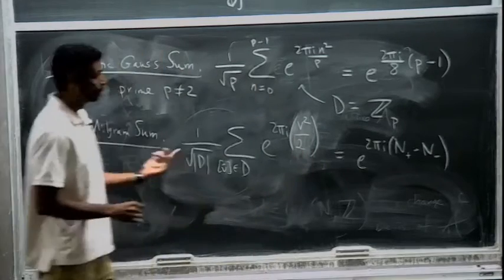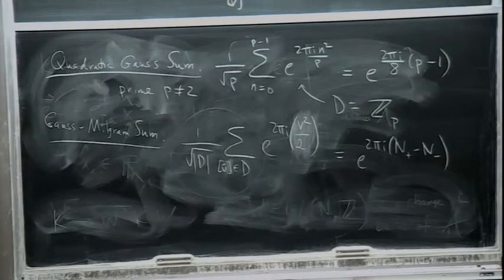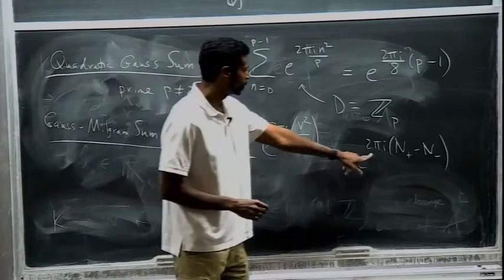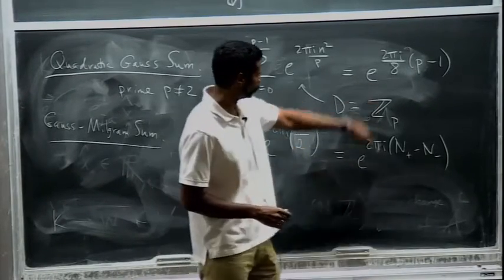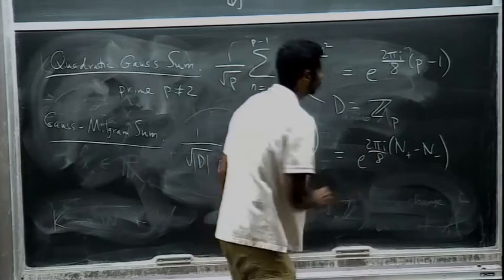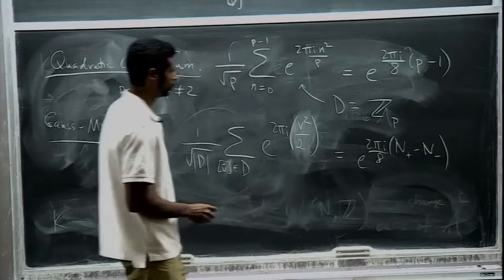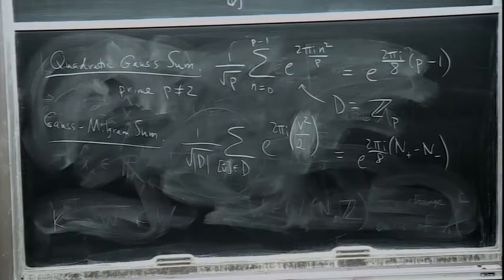The correct notion of length here is v squared over 2. If you take that sum, you get on the right-hand side e to the 2 pi i over 8. And the p minus 1 is replaced by the number of positive minus the number of negative eigenvalues, or the signature of that lattice.